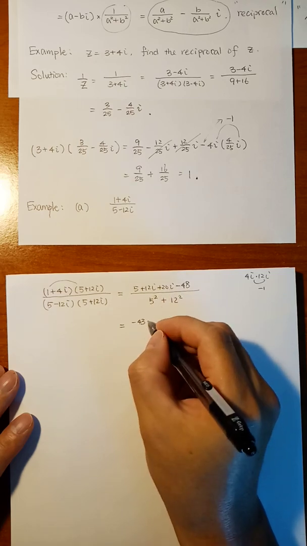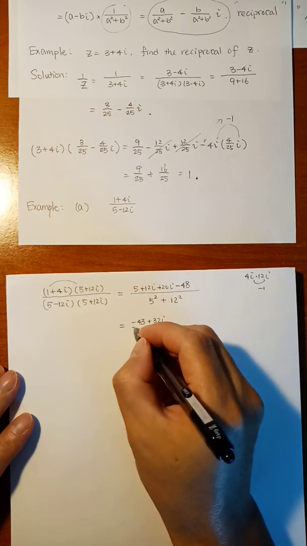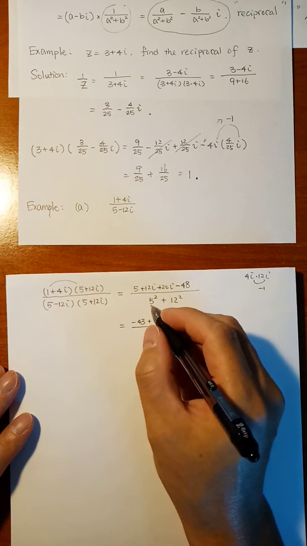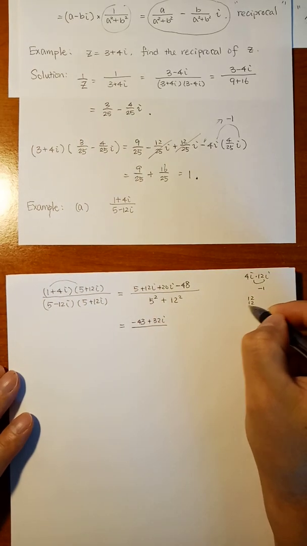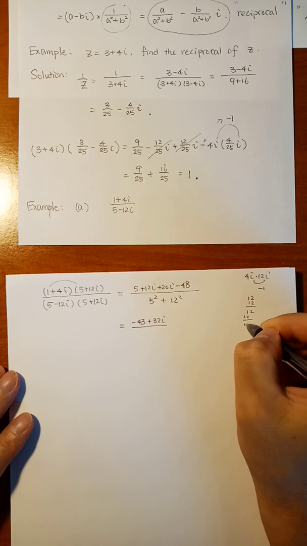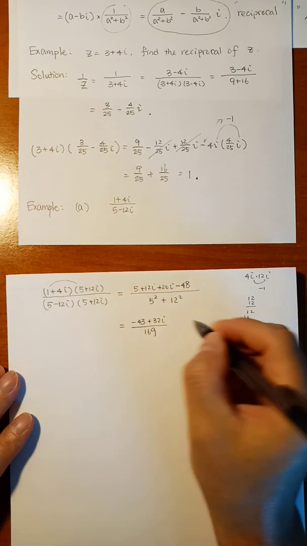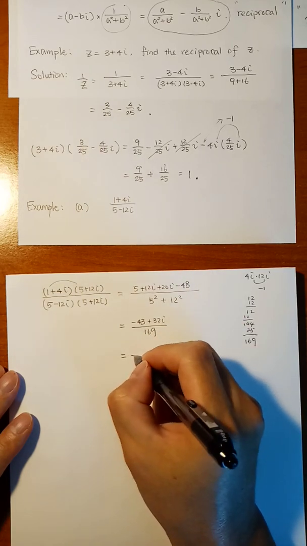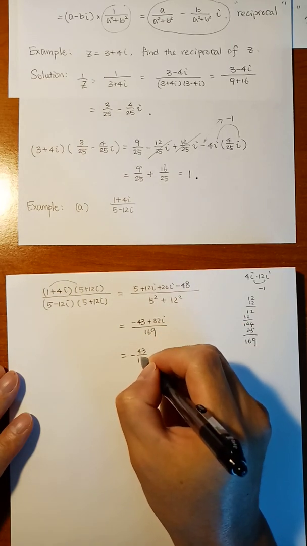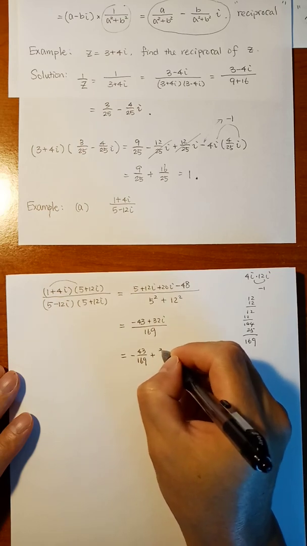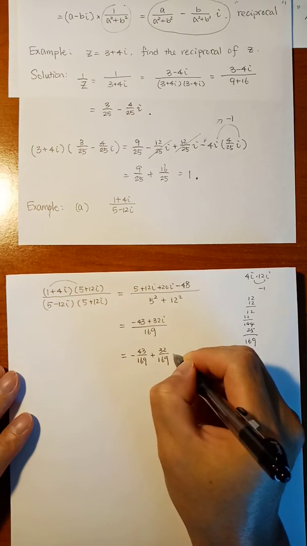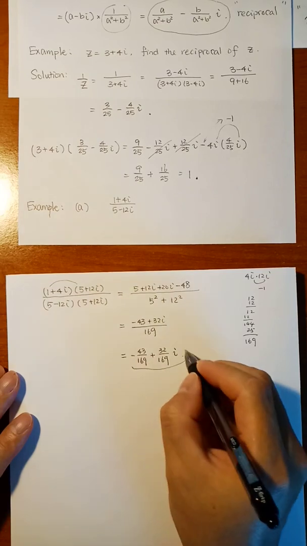12i plus 20i, 32i. Over 25 plus 12 squared. 12 squared is 144. 144 plus 25, 169. So in the standard form, it's negative 43 over 169 plus 32 over 169i. This is your answer.